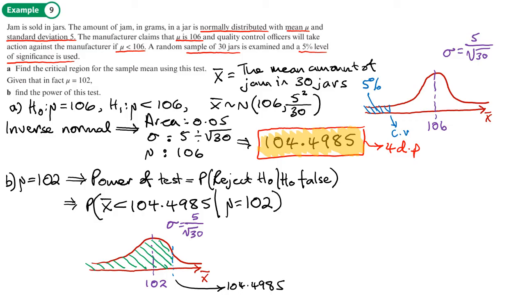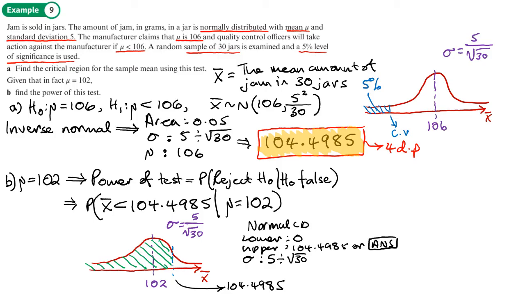So on normal CD we would type in a lower value, anything small, so I've done 0, and an upper value, now that's this 104.4985, or you can use the answer button if you've just calculated part A. The standard deviation is going to be the 5 divided by root 30, and the mean, now we need to change it to 102.